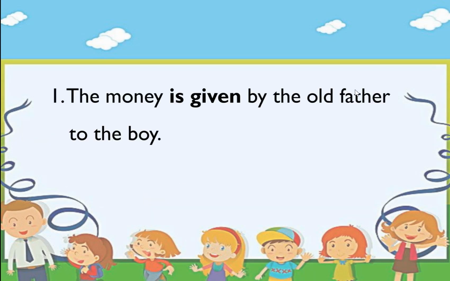Let us look at this example. The money is given by the old father to the boy. Now, our subject here is no longer the doer of the action, but it is already the receiver of the action. It's not the money that gives, but it is the money that is given. So the subject becomes now the receiver of the action which is given.